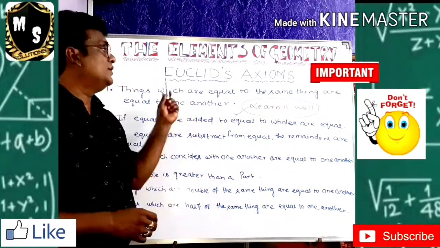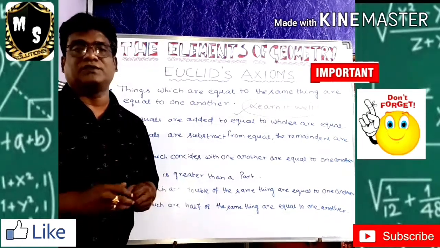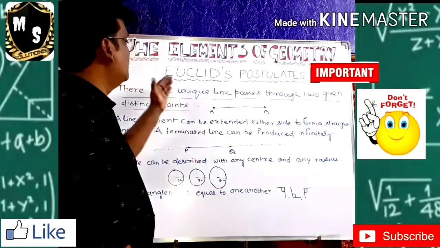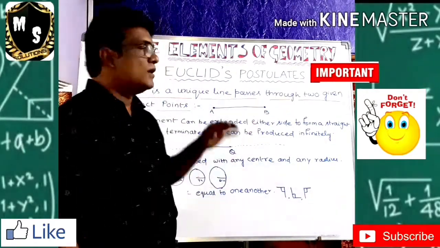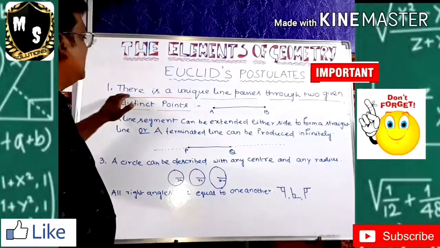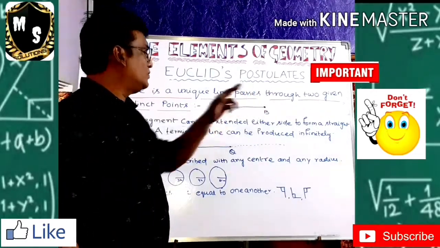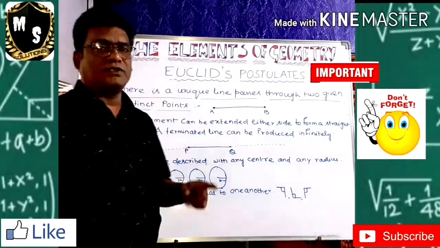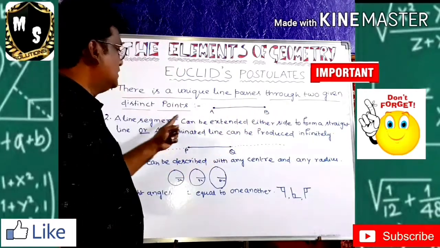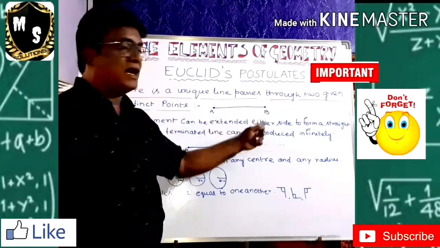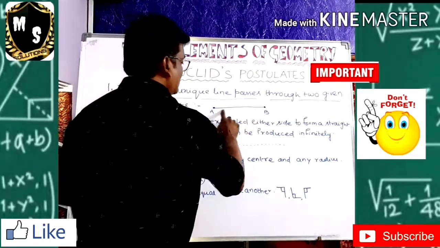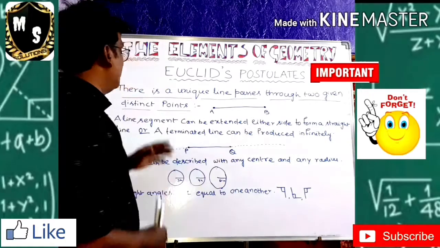The next is Euclid's postulates. I will do postulates with some examples. Now you see what the Euclid's postulates are given to you. Look at this, what he said. There is a unique line that passes through 2 given distinct points. So there are 2 given points here, A and B, and in between A and B, one line passes through. There is one line passing through two given distinct points.